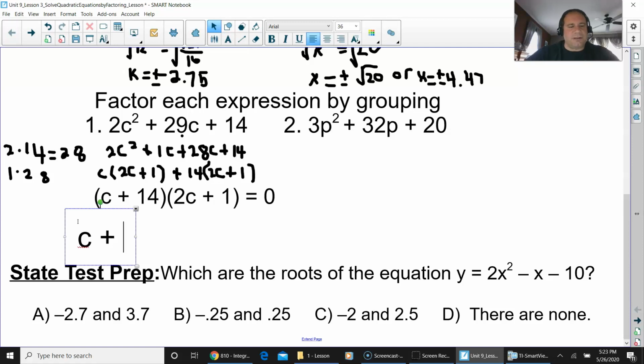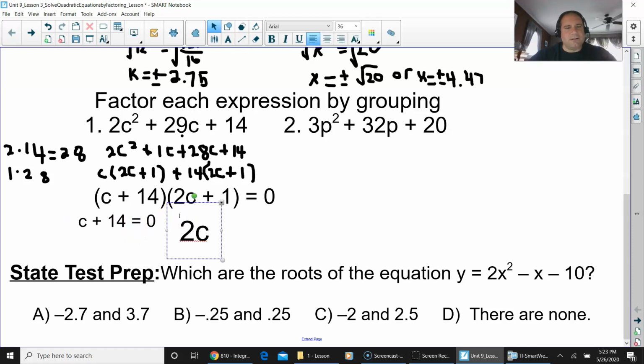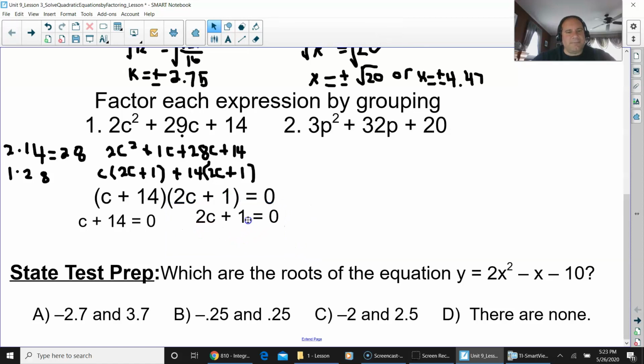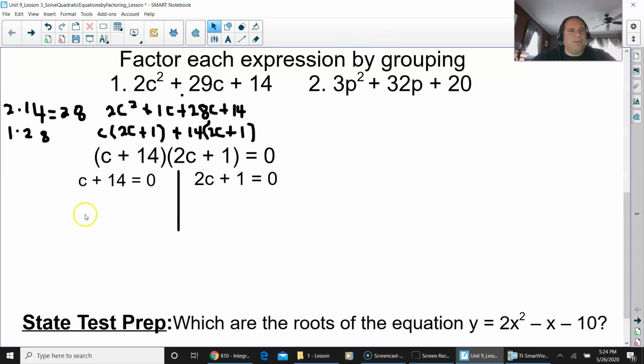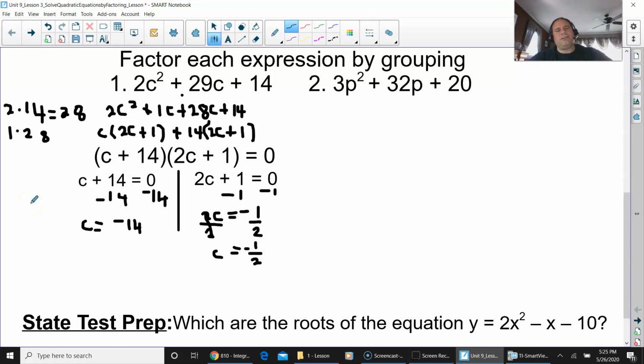Obviously, you just put C plus 14 equals 0. And on the other side, you have 2C plus 1 equals 0. So you know what to do next. You have to just solve each equation. And usually you put a line in the middle, just like that. And then you go and solve. All right, obviously subtract 14 on both sides and solving each equation that you created, C equals negative 14 and C equals negative a half.